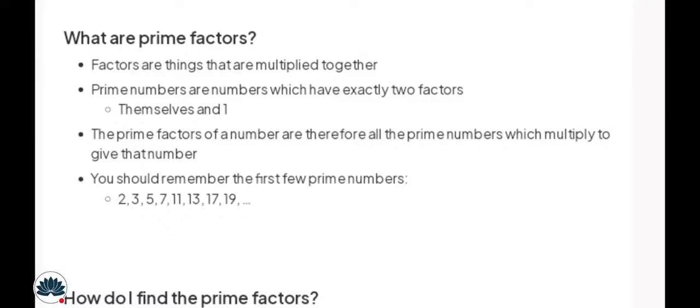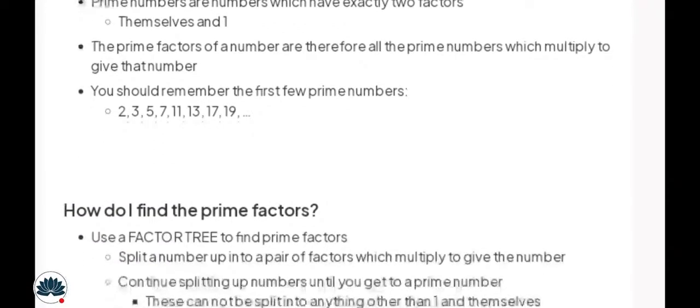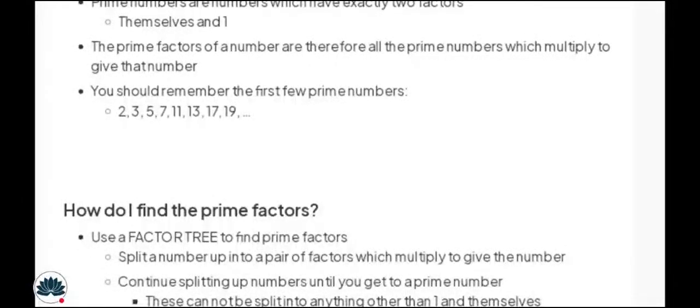You should remember the first few prime numbers such as 2, 3, 5, 7, 11, 13, 17, and 19. What are these numbers? These are the numbers which only come in their own table and in the table of 1.